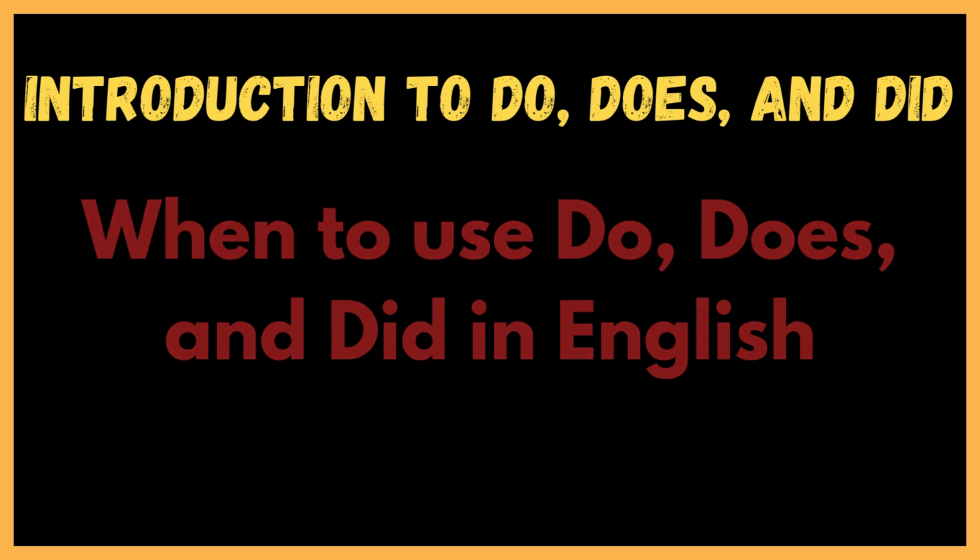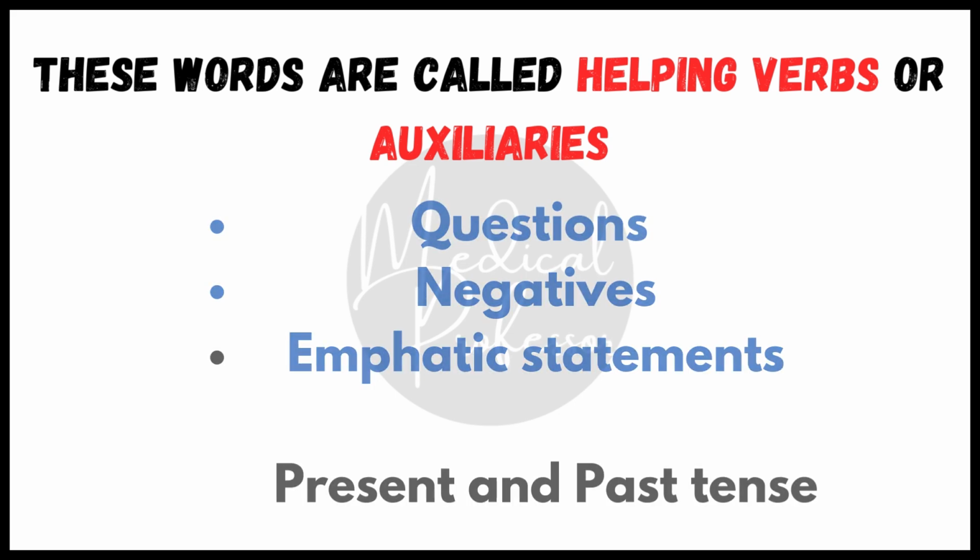Today we are going to clear up a very common confusion: when to use do, does, and did in English. Learners struggle with these words, but don't worry, I'll make it super easy for you. These words are called helping verbs or auxiliaries, and they play a key role in forming questions, negatives, and emphatic statements in both present and past tense.